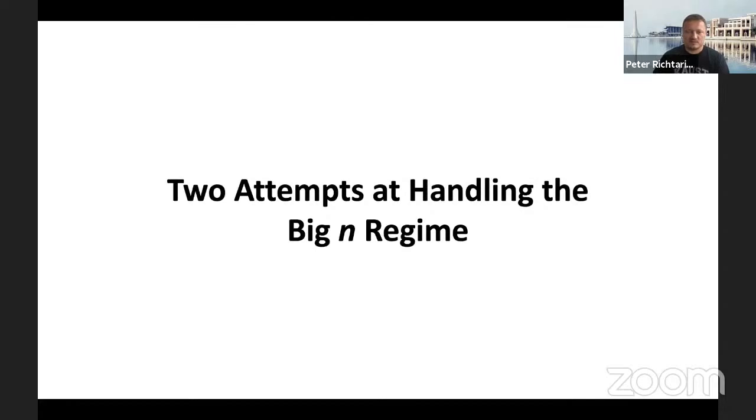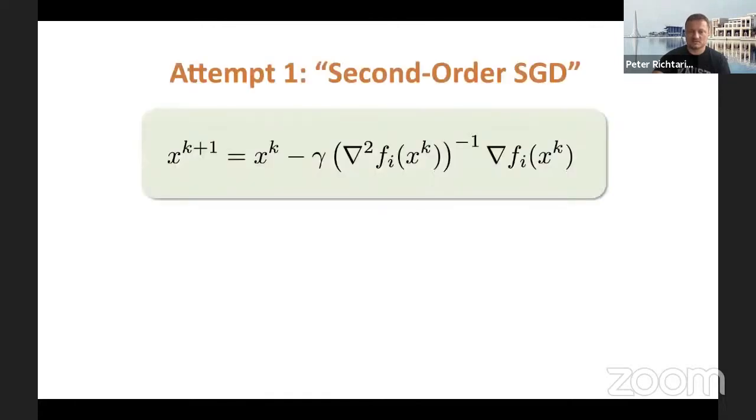And in fact, I will just focus on the big N regime right away. And I'll start with 2 attempts at handling the big N regime. These, I will say, in some sense, are good ideas, but ultimately fail if our expectations of the randomized second order method are high enough. And I suggest that we should have very high expectations.